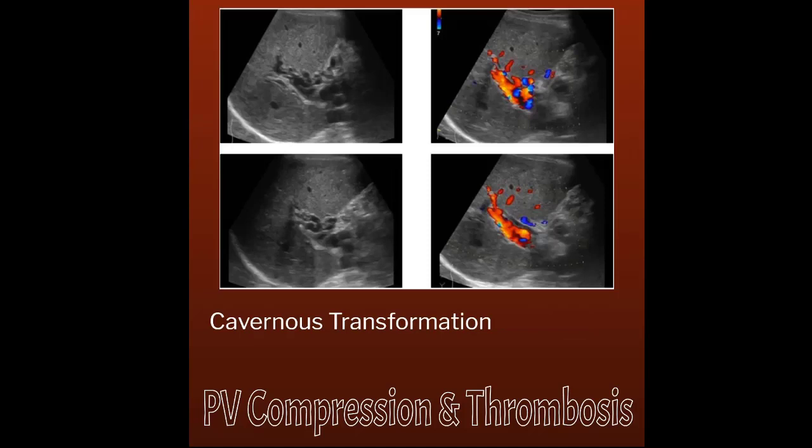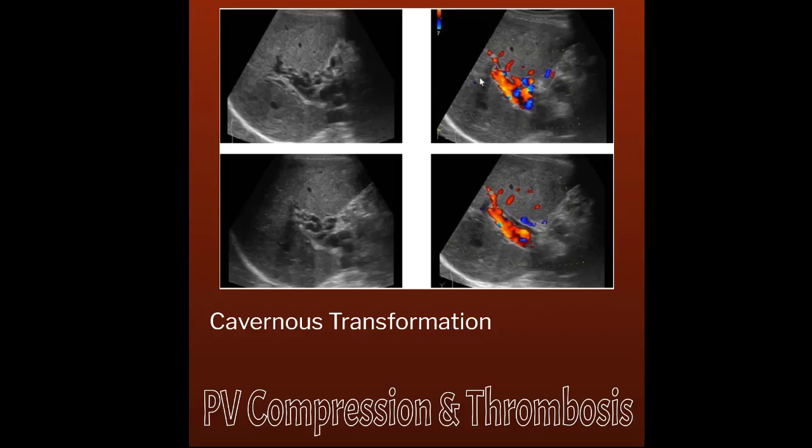I mentioned cavernous transformation earlier. Cavernous transformation is kind of like varicosities that pop up around the porta hepatis. So here we have, actually this is probably a better picture. Well, okay, we'll start with this one. We can see all those kind of congested tortuous vessels at the porta hepatis. We put color on, they all start to light up.